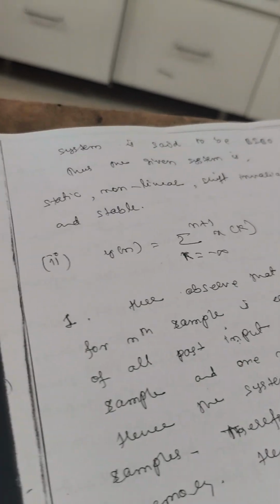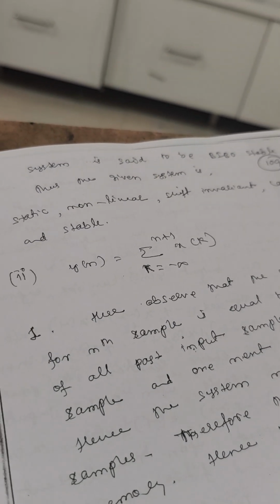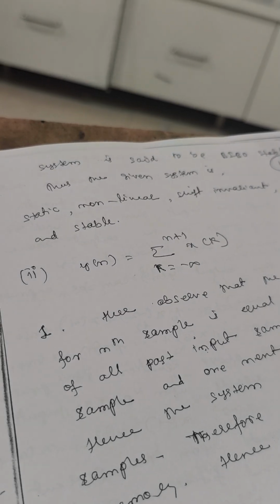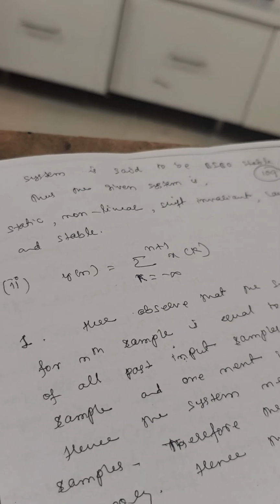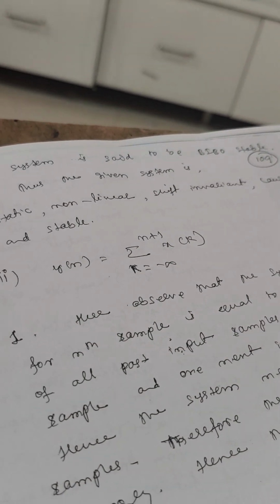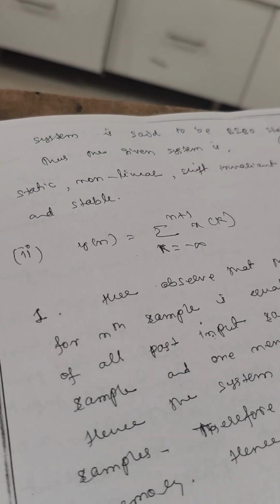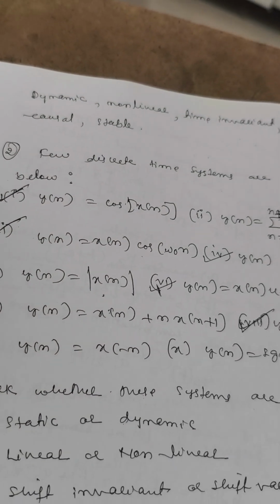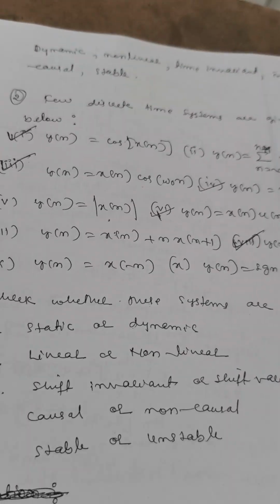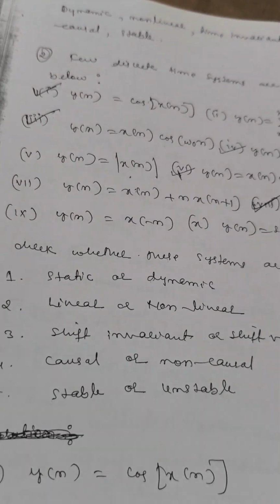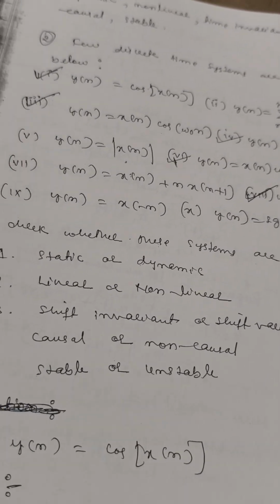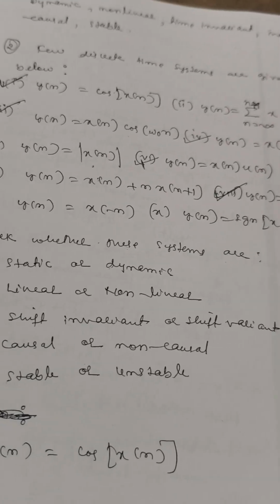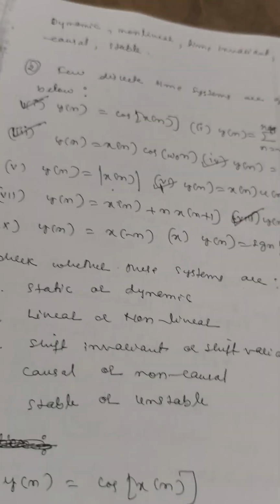Thus, for the given equation y of n equal to cos x of n, the properties of the system are: it is static, non-linear, shift invariant, causal, and stable. They will give such equations and ask you to check whether the systems are static or dynamic, linear or non-linear, shift invariant or variant, causal or non-causal, stable or unstable. Like this, they will ask.